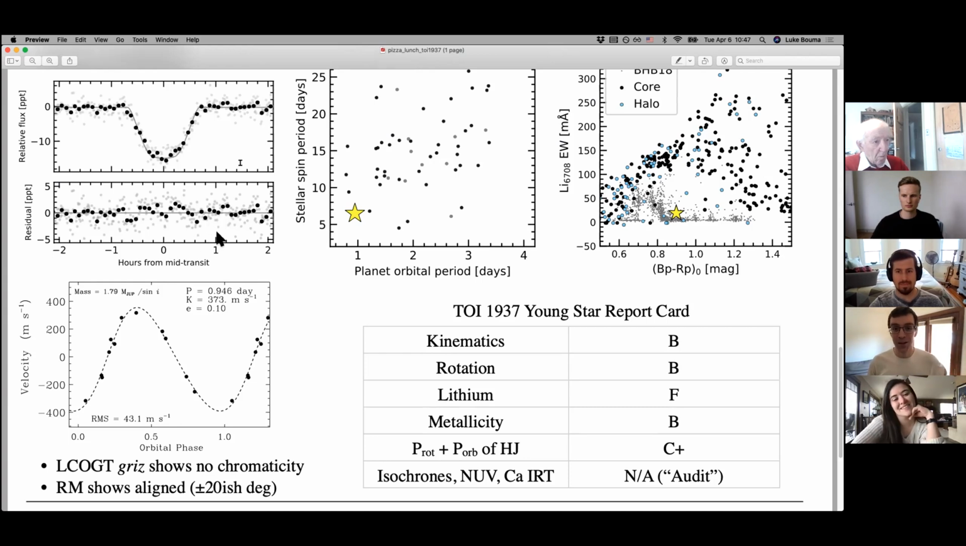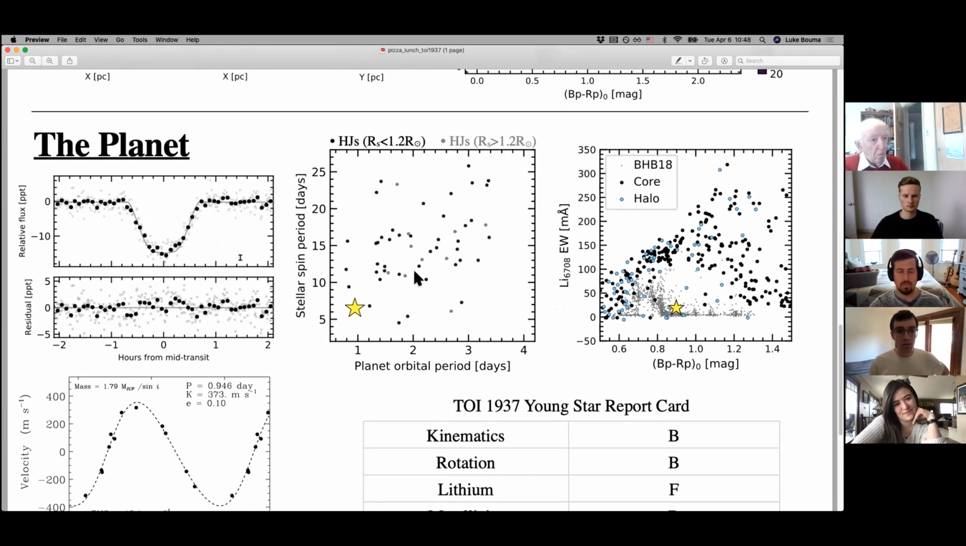Is it interesting? Well, I think probably the most uncontroversial surprising thing about it is shown in this middle panel here. So here I'm showing you for known hot Jupiters that have measured stellar spin periods, mostly photometric, a few from very precise v sin i, their spin periods against the planet orbital periods. And the sort of surprising thing about TOI 1937 is that it lives in the bottom left of this parameter space.